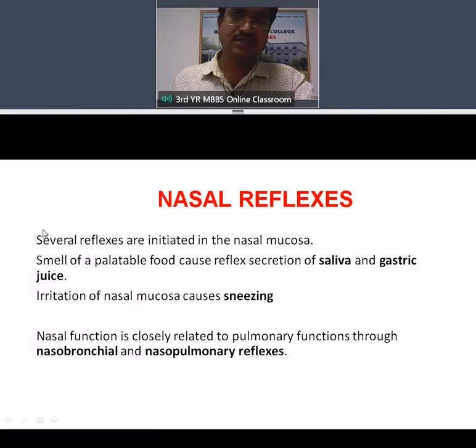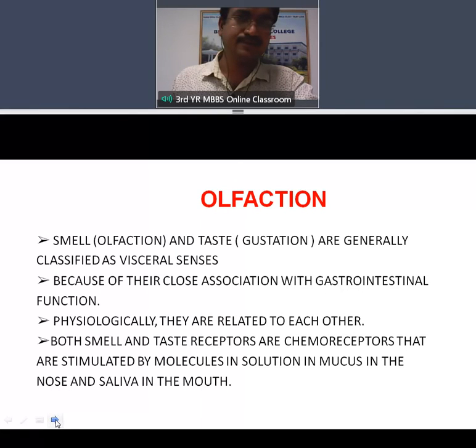So nasal reflexes. The fifth function is the nasal reflex. Several reflexes are initiated in the nasal mucosa. If there is a smell of palatable food, it causes reflex secretion of saliva and gastric juice, and irritation of the nasal mucosa will cause sneezing. Two more reflexes from the nasal cavity are the nasobronchial and the nasopulmonary reflexes.